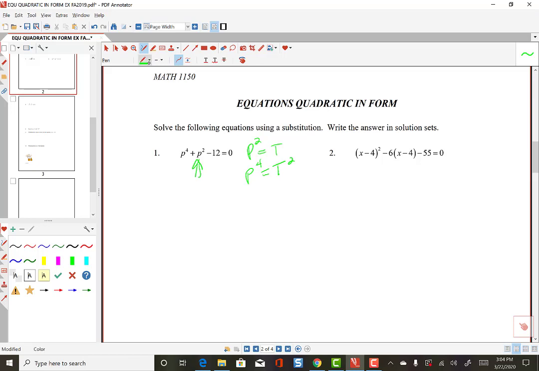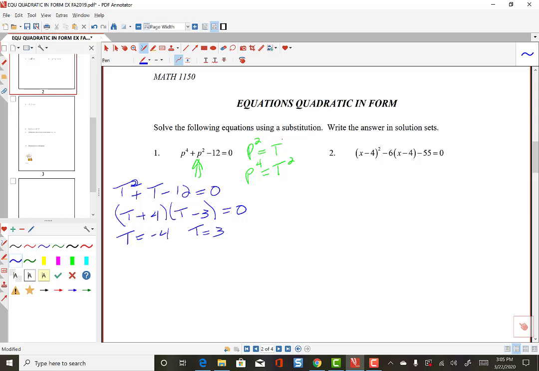So if I make those replacements here, I'm going to have t squared plus t minus 12 is equal to 0. And that looks like something that could be factored. For factoring, factors of 12 that differ by 1 are a 4 and 3 combination. So this is going to be (t plus 4)(t minus 3). That means either t is equal to 3 or t is equal to negative 4.